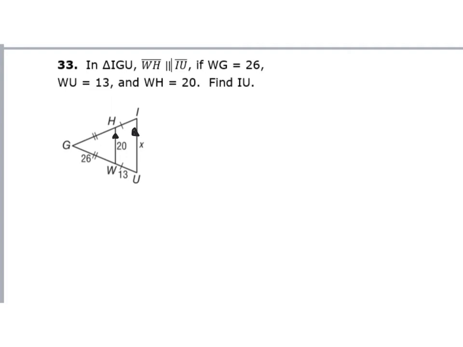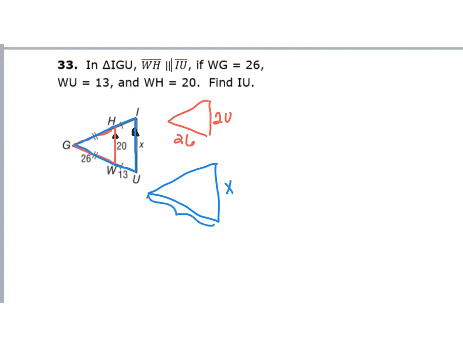Now, here's the scary part. Because what I'm trying to find is the parallel side, I can't just start making proportions the way my pictures are. I have to think of my triangles as 2 separate triangles. So I've got the smaller red triangle, which has a 26 here and a 20 here. And then I've got this bigger blue triangle, which has an x right here, and this side right here is really going to be 26 plus 13, which gives me 39.